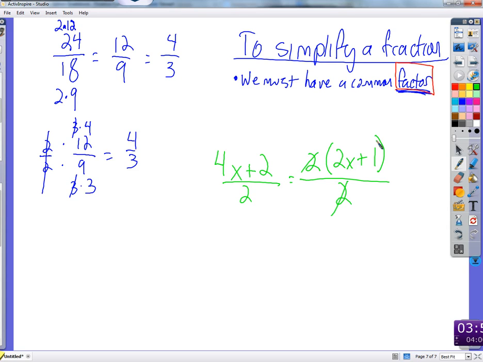So if we're going to cancel, let's say, a 2 with these guys here, we're going to need to find a factor of 2 in here, and here, and any other number that's added or subtracted in every term in the numerator.